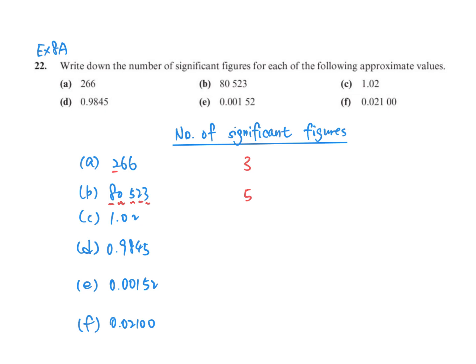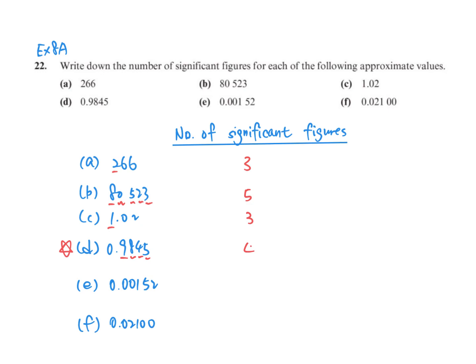For Part C, the most significant figure is 1. After the decimal point, we still count the 0. There are 3 significant figures. And for part D, make sure you know what is meant by the greatest place value. The greatest place value for this number 0.98 something. The most significant, of course, is the first number up here, 9. The rest are counted as significant figures. So totally, there are 4 significant figures for this number.